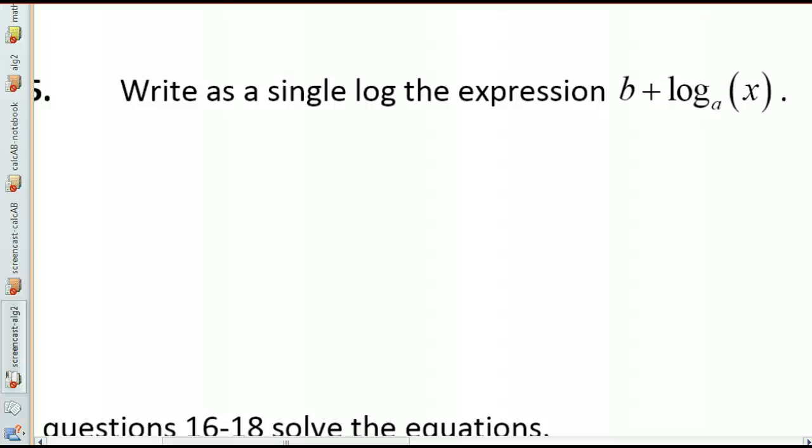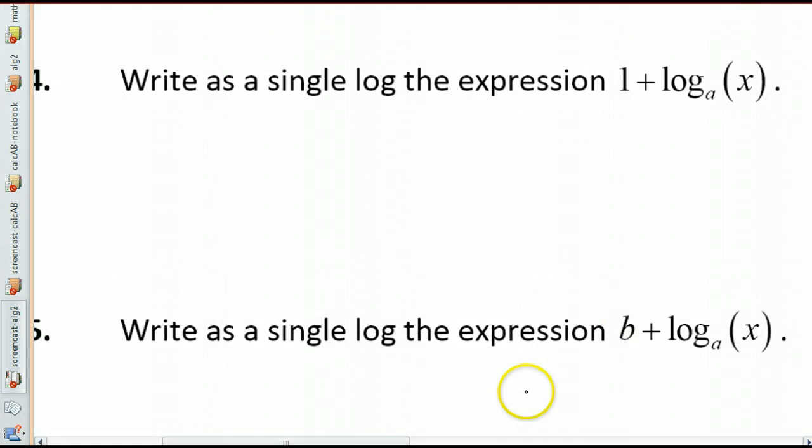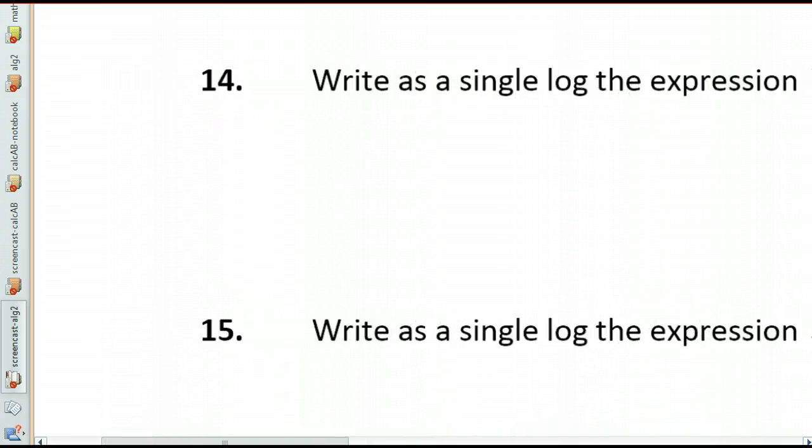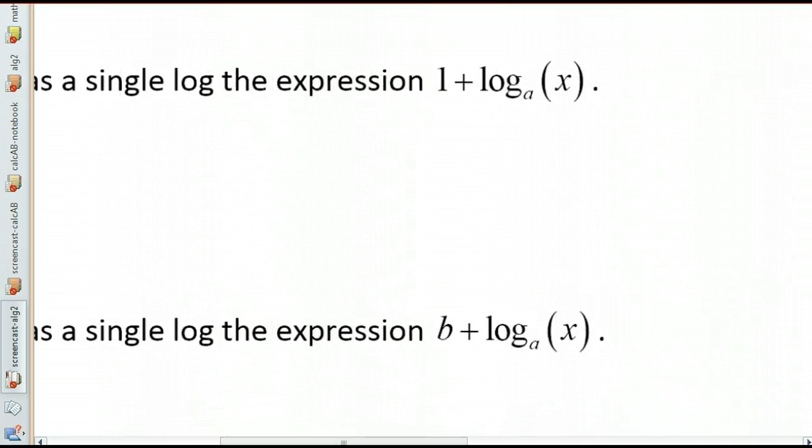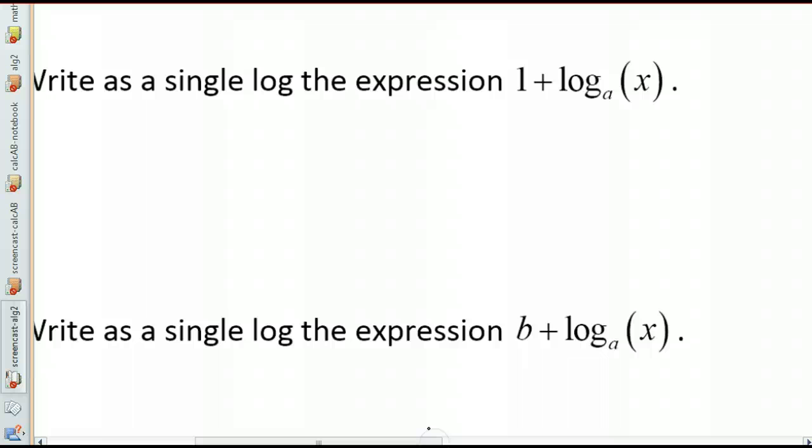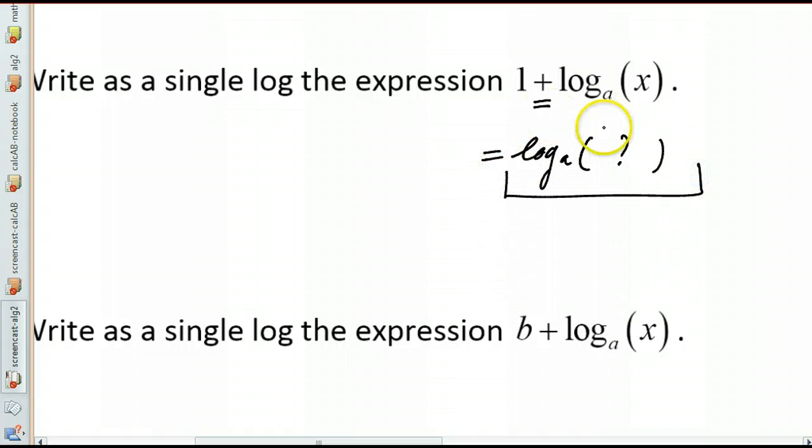All right, let's continue with this handout. Okay, so I was on number 14. You have to rewrite that as a single log. This is a sum, right? So it's not a single log. If you want to write it as a single log, then it has to be log base a. I'm assuming it's going to be log base a of something. Okay, that's a single log. It's not a sum. So how do we do that?